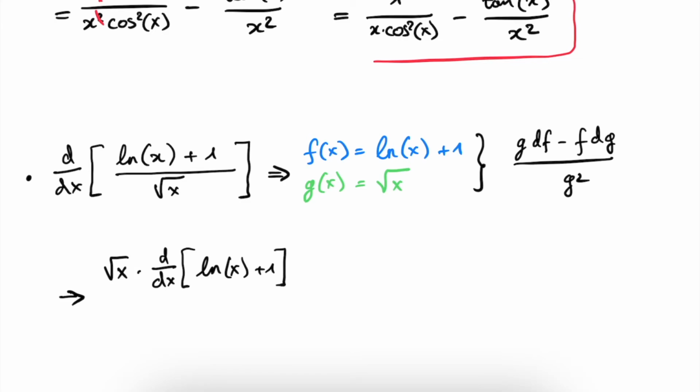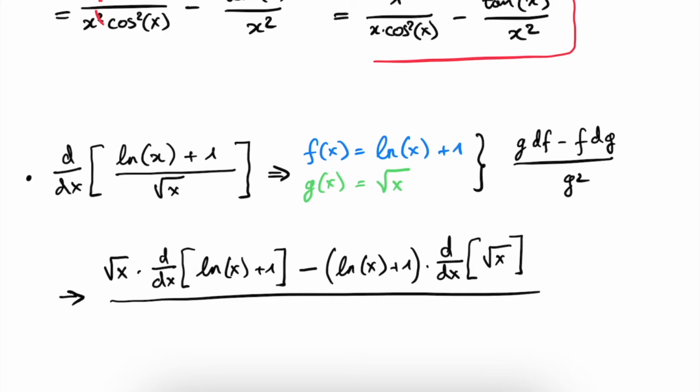d over dx of the ln of x plus 1. And you already see this is going to become a lengthy expression, so bear with me. Minus f, which is ln of x plus 1, times d over dx of our other function, which is the square root of x. And we divide this entire thing by g squared, which is the square root of x squared. And we of course know that this is already just x, but we'll leave that for the next step.